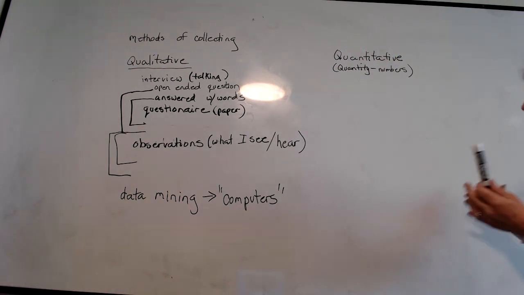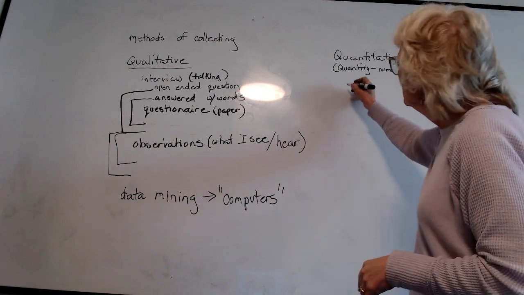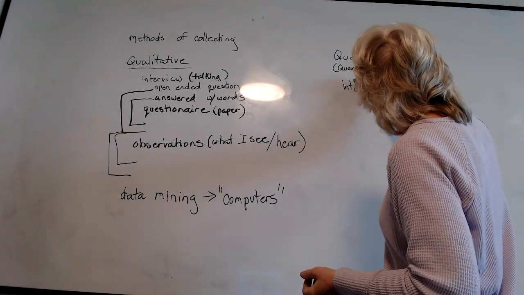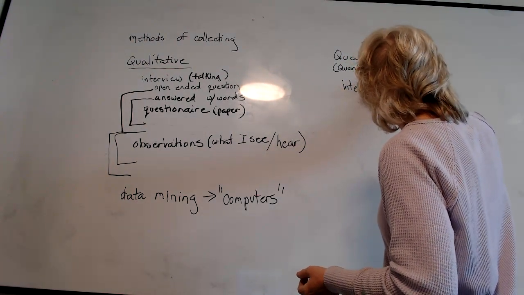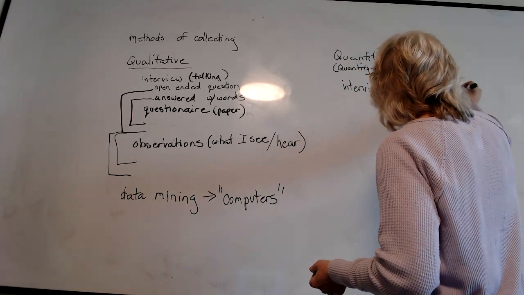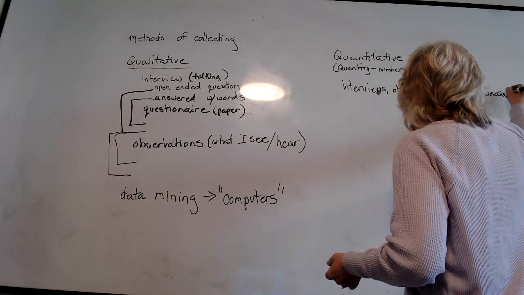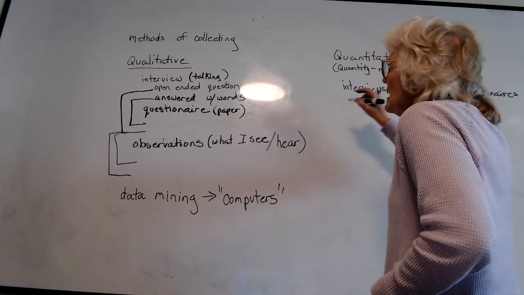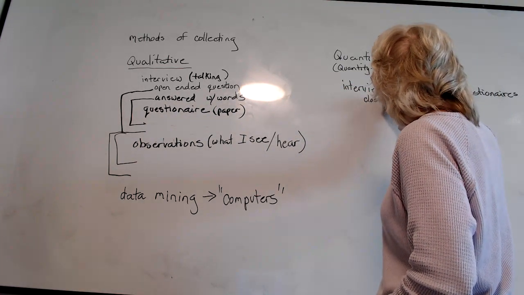Okay. Quantitative. How do I collect it? The methods of collecting it. You can do interviews. Again, you can do observations, questionnaires. And these, again, in this one, instead of open-ended questions, they are closed-ended questions.